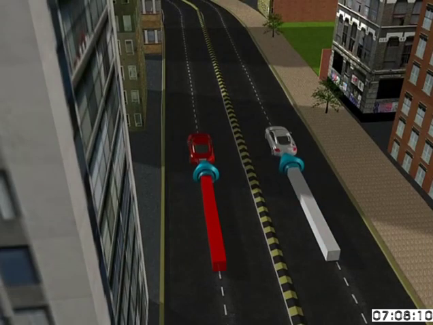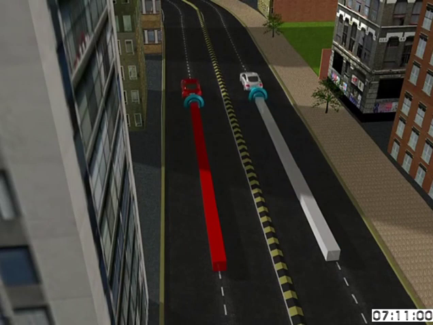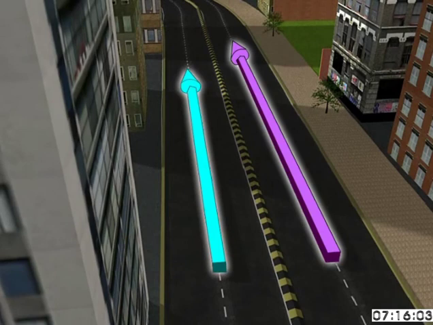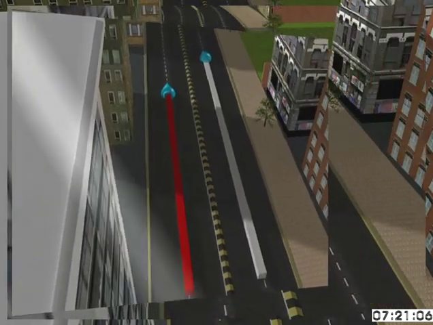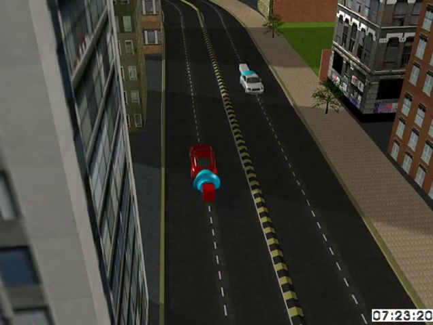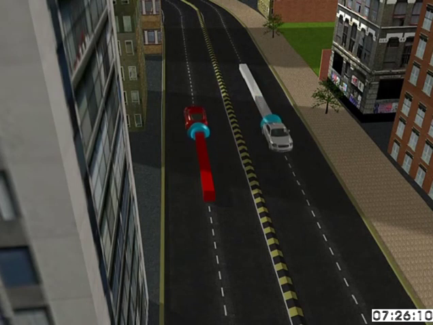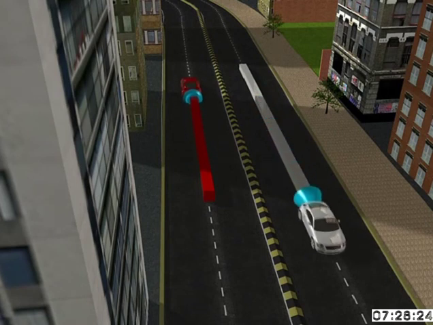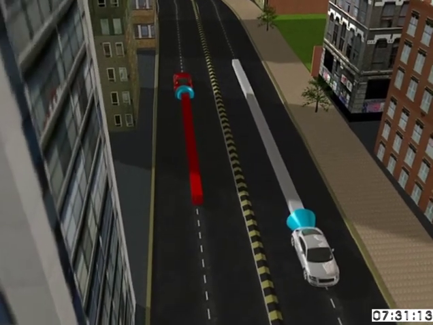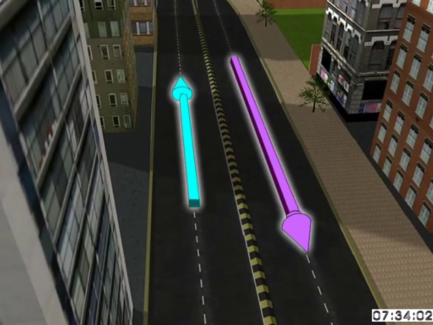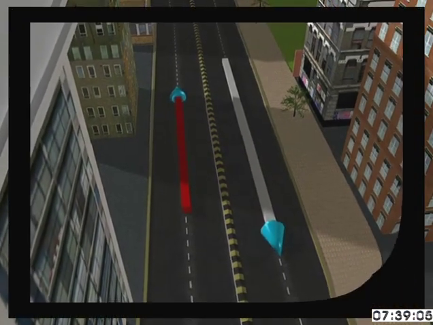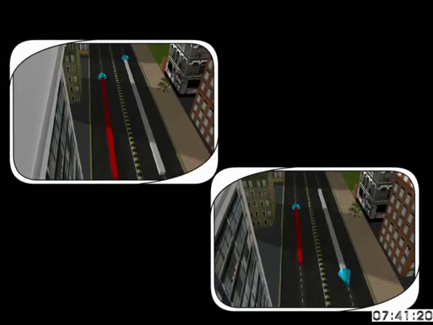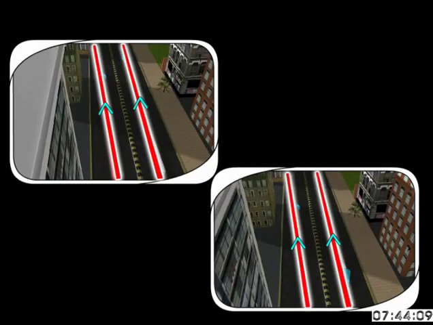Consider two cars moving parallel to the divider of the road in the same direction. The movement of these two cars can be represented by two vectors parallel to each other having the same direction. Now consider two cars moving parallel to the divider of the road in the opposite direction. The movement of these two cars can be represented by two vectors parallel to each other having opposite directions. Such vectors which are parallel to the same line are called the collinear vectors.